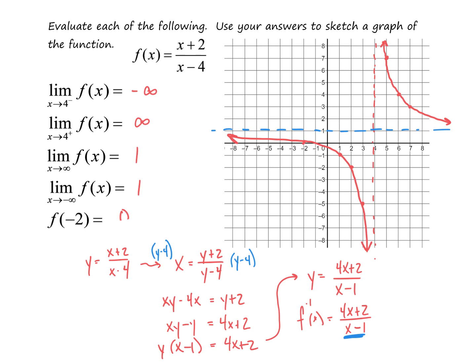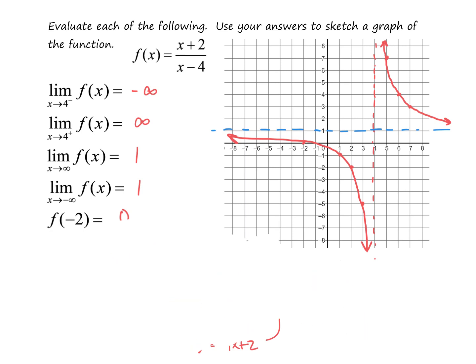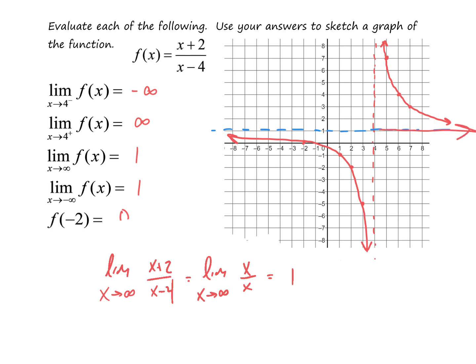So I don't need any of this. What I could do instead is I could just find the limit as x approaches infinity of (x + 2)/(x - 4). And that's just going to be the same thing as the limit as x approaches infinity of x/x, which is the limit as x approaches infinity of 1. So that's how I would know my function is approaching 1 in that direction.